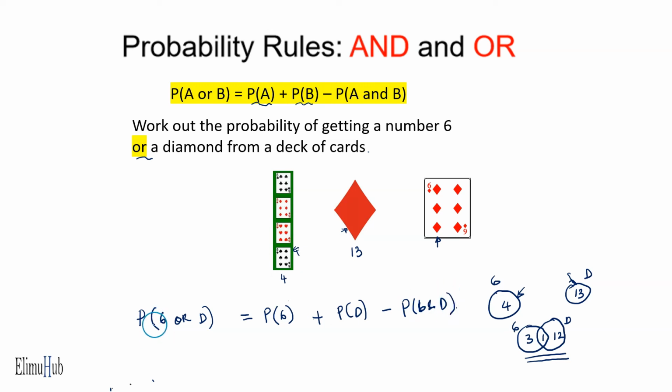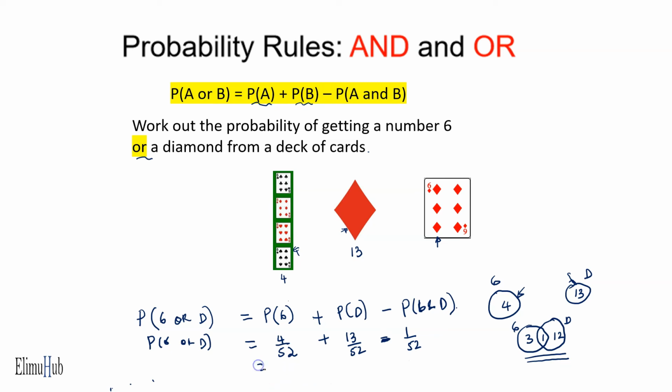Okay, right, then the probability of getting a 6 or a diamond is going to be equal to the probability of getting a number 6, which is going to be 4. How many cards are there altogether in a deck of cards? Well, there are 52, so 4 out of 52 plus the probability of getting a diamond card. Well, that's going to be 13 out of 52, and we have to take away the probability of getting a 6 and a diamond. So that's only one card that is both 6 and a diamond. So 1 out of 52.